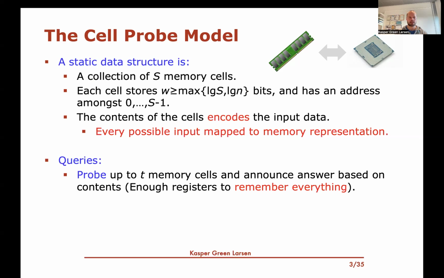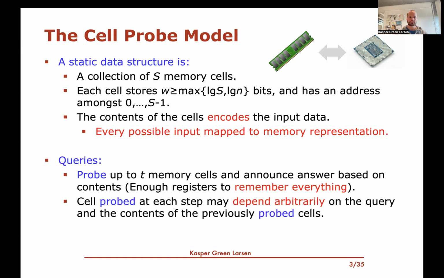In a query, we're allowed to probe, which means read, up to T memory cells. And once we've read these T memory cells, we have to announce the answer to the query based on everything we've seen so far. In some sense, this was meant to reflect that you can remember everything you've seen, that your CPU has enough registers to remember everything. And T here is really the query time, the number of memory cells you have to read to answer a query. And we allow that the memory cell that you probe in every step can depend arbitrarily on everything you've seen so far while probing, and on the query itself.